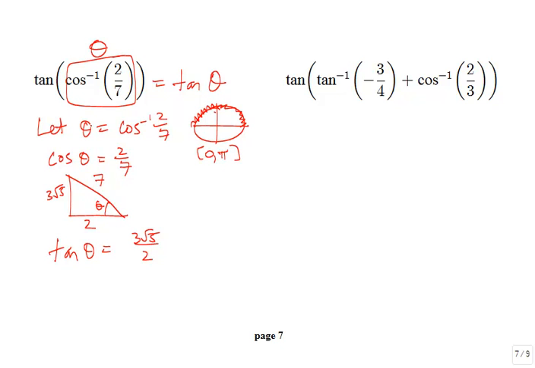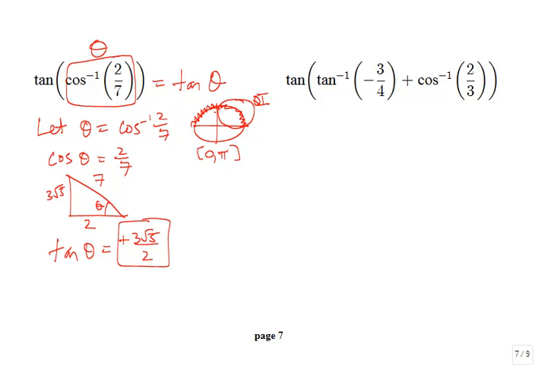And if theta is giving us the cosine value equaling a positive 2/7, then that means we're right here in quadrant 1. And in quadrant 1, tangent is also positive. So our final answer, positive 3 root 5 over 2.